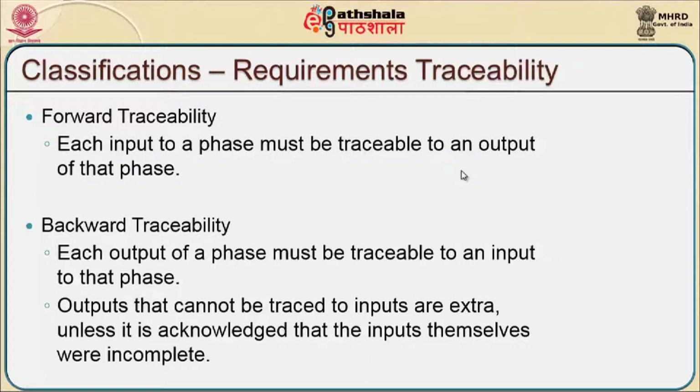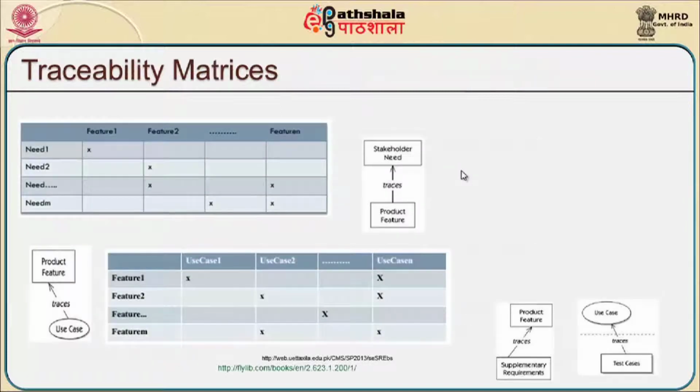When it is backward traceable, each output of the phase must be traceable to the input of that particular phase. Output that cannot be traced to inputs are extra unless it is acknowledged that the inputs themselves were incomplete. So this is the way of a traceability matrix, where for example I have given a list of features, feature 1, feature 2 up to n features, and the need that I require from all these features. So need 1 is for feature 1, need 2, need 3 are for feature 2.